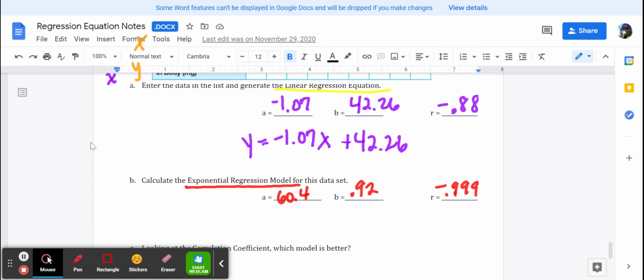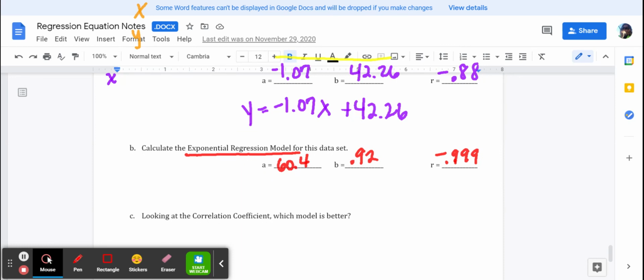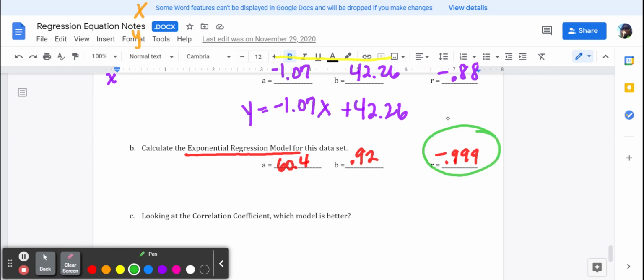So as we look at our questions, looking at the correlation coefficients, which model is better, meaning which model is stronger, where are my points more closely together? And that is going to be in the exponential model, because you notice negative 0.999 is closer to negative 1 than negative 0.880. So in this one, the exponential model is better. And we can tell that again by looking at our R values, the correlation coefficient.